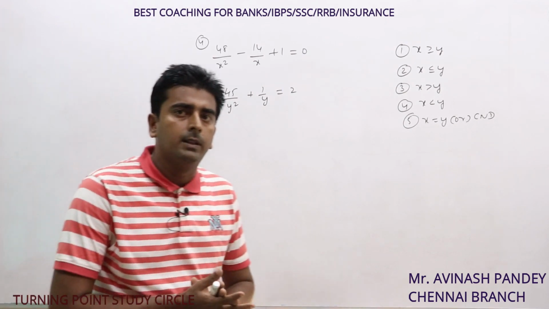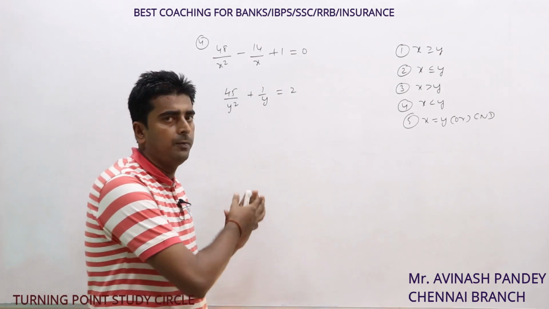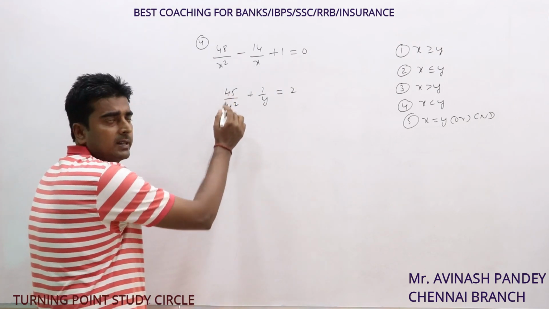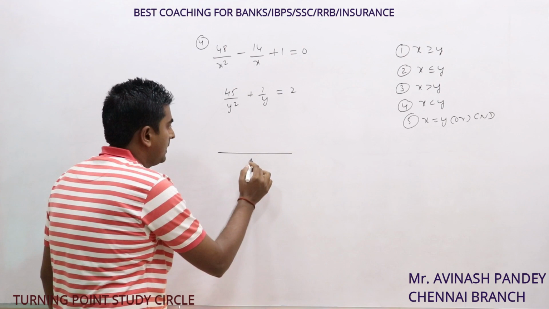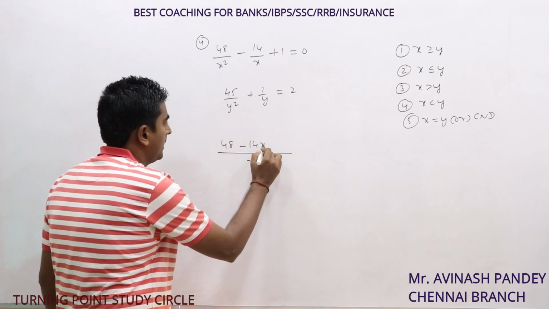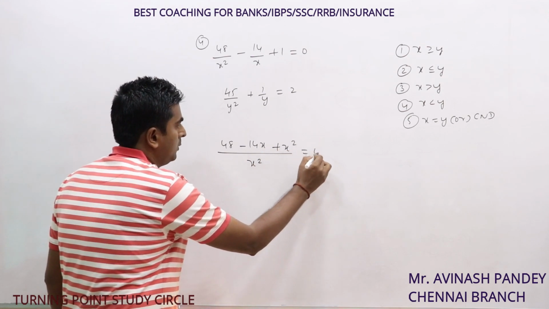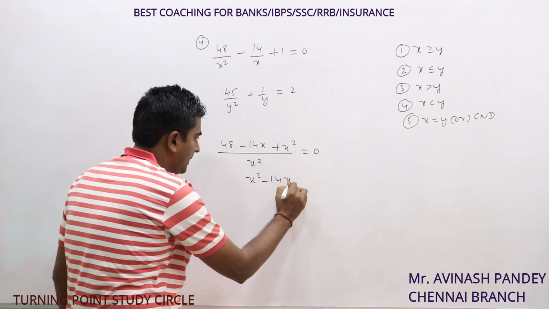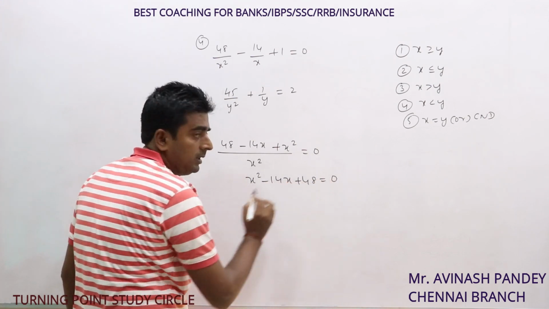So hope you are clear with the first three problems. Now this is the fourth question. Again it is similar to your third problem, right? So same thing for the first case. So again, what is the value here? X square is common, so it will become 48. This will become 14x plus x square is equal to 0. So it will go there, it will become 0. So x square minus 14x plus 48 is equal to 0, right?